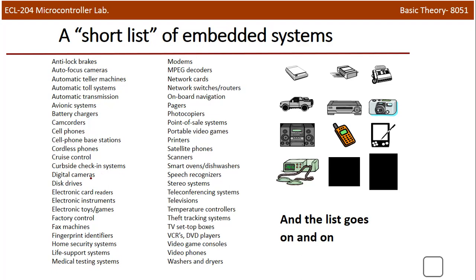Camcorders, digital cameras, electronic card readers, music players, printers, etc. are known as embedded systems. Here you can see some devices also. When you take a digital camera, it contains a microcontroller and a program. All these things are embedded on a single chip.